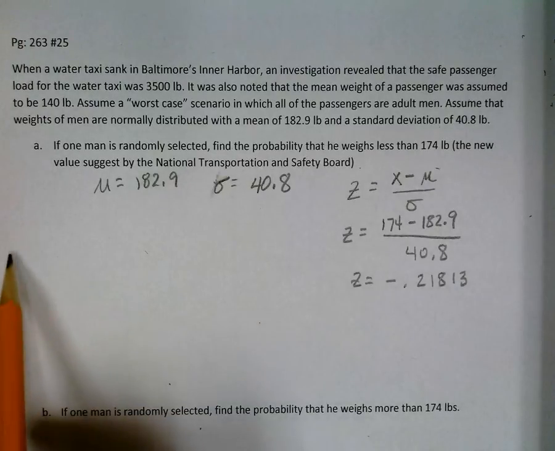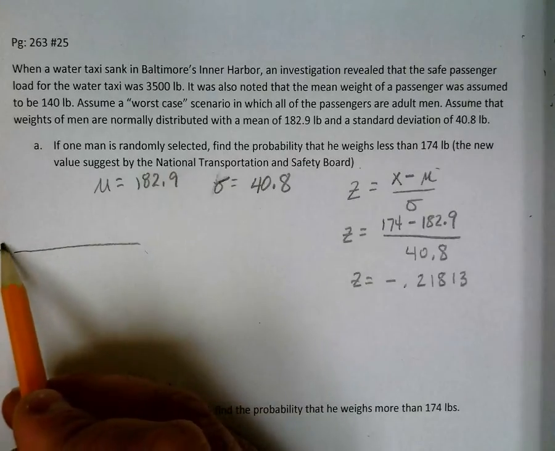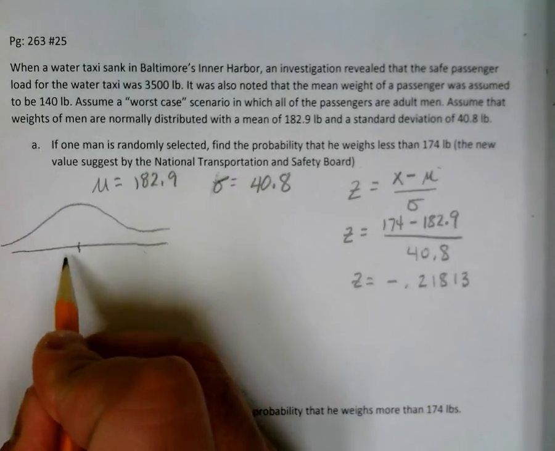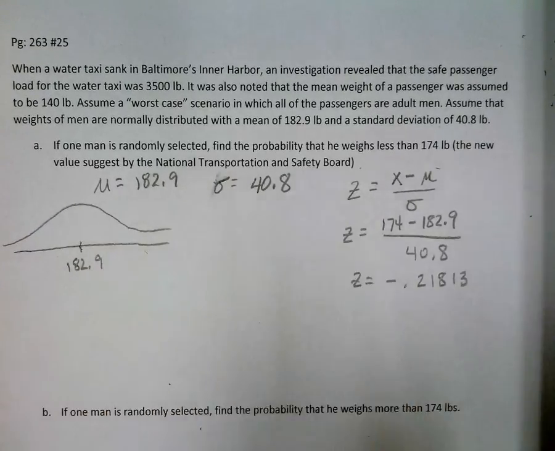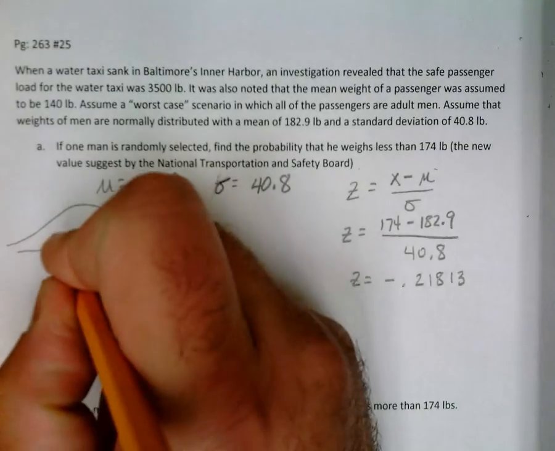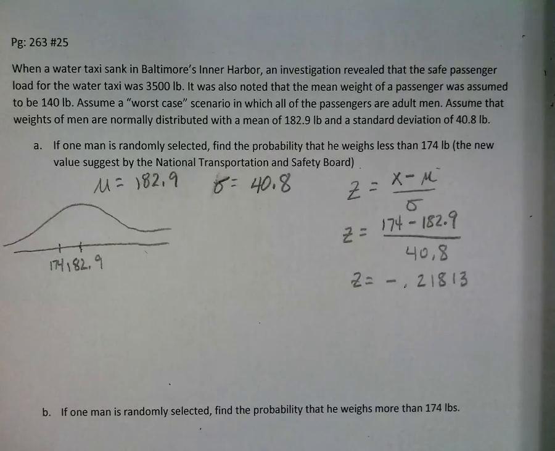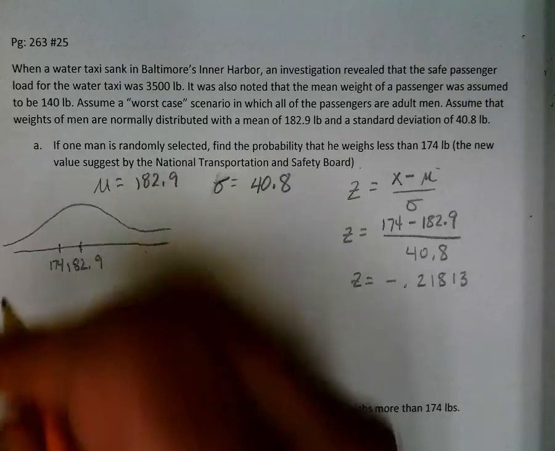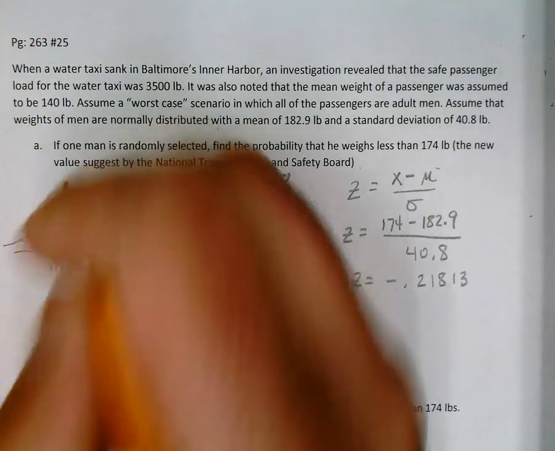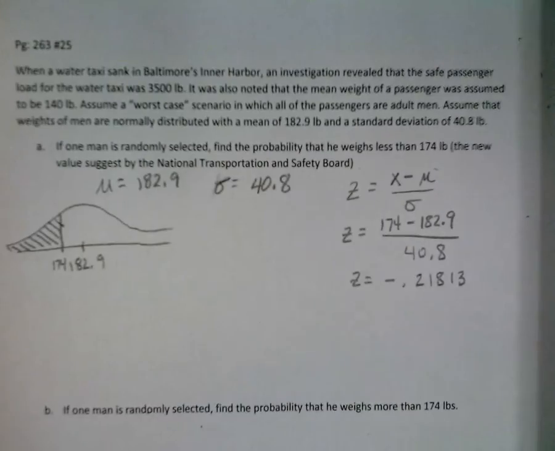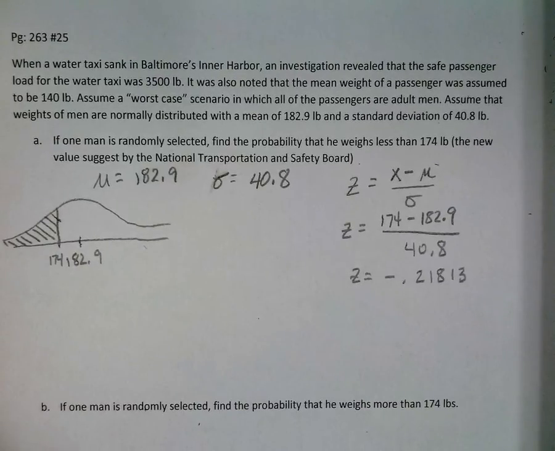So if we look at what's happening graphically, we've got our bell curve. Since this is a normal distribution, we've got our mean in the middle, 182.9, and then our data point, 174, is to the left of the mean. We want to find the probability, or the area under the curve, that a randomly selected person weighs less than 174. So we're looking at the area under the curve, or the probability, that's to the left of 174. So we want to essentially find the area of this shaded region.